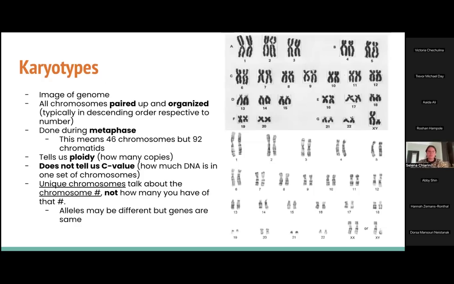All right, so that was all the fun stuff. Now it gets a little bit easier. Karyotypes are basically just us taking a picture of the genome. So it's taken during metaphase. Everything is paired up. Everything has been replicated. Super nice. On the side here, I made it a point to put in 2 karyotypes.